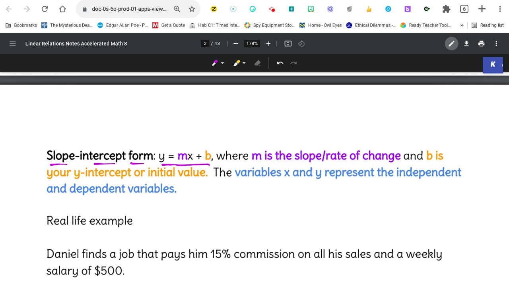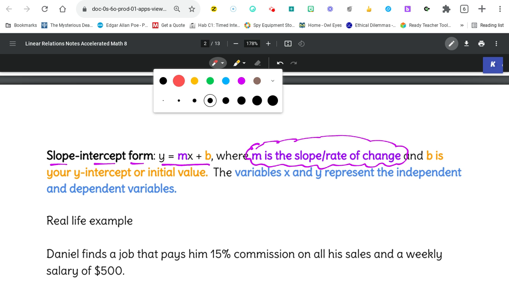So M, I hope everybody knows by now, M is slope, or what we call rate of change. I don't know if we did that in the last unit. We didn't, but we did it in 7th grade, so you may not remember. Okay? M is slope or rate of change. Last year, I may have called it unit rate, but it's all the same thing.